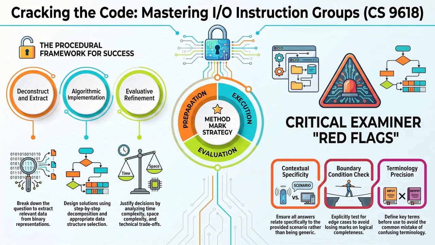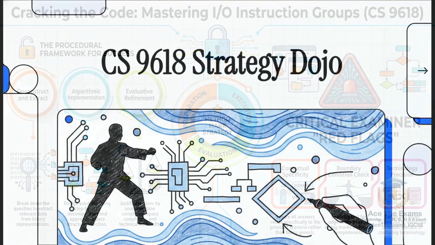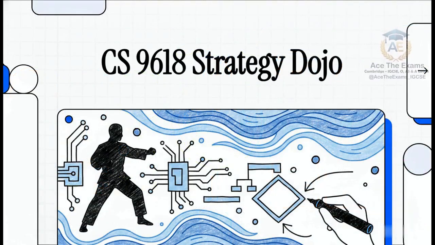Welcome back, everyone. Today, we are stepping right into the martial arts dojo of academic success. We are here to tackle what is, without a doubt, one of the absolute highest stakes modules in your entire syllabus. We're talking about Cambridge AS and A-Level Computer Science 9618, and we're zeroing in specifically on the notoriously challenging Instruction Groups Input and Output of Data module.